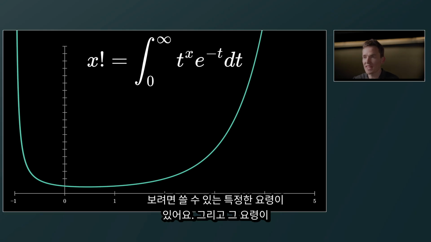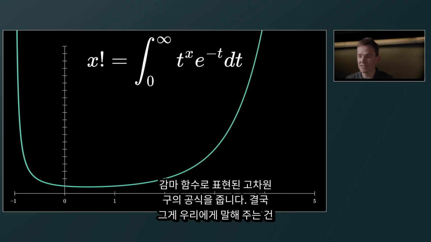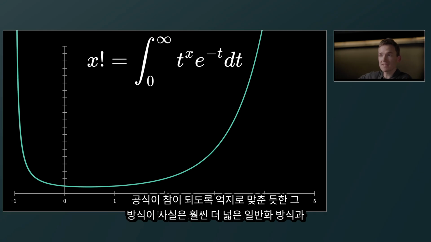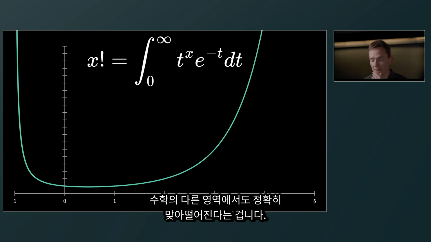And that trick will give you a formula for the higher dimensional spheres in terms of the gamma function. And what that ends up telling us is the way that we want to extend our factorial definition, which is kind of like forcing this formula to be true, it actually does align with the way that it gets generalized even more broadly in a different corner of math.